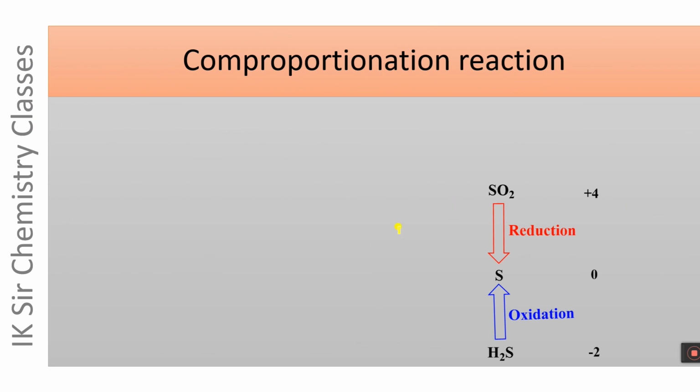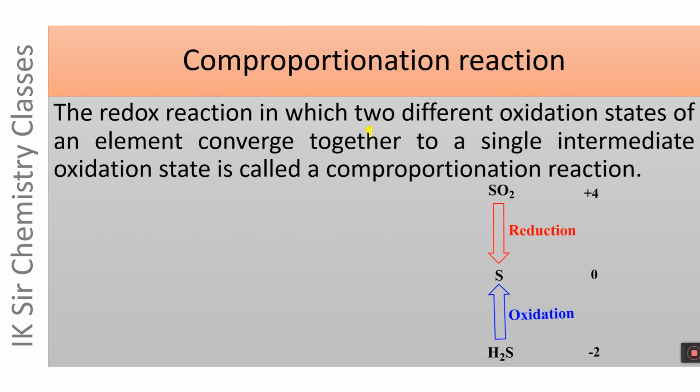Comproportionation reaction. The redox reaction in which two different oxidation states of an element converge together to a single intermediate oxidation state is called a comproportionation reaction. Please understand it again. The redox reaction in which two different oxidation states of an element converge together to a single intermediate oxidation state is called a comproportionation reaction. Let us illustrate it taking the following example.